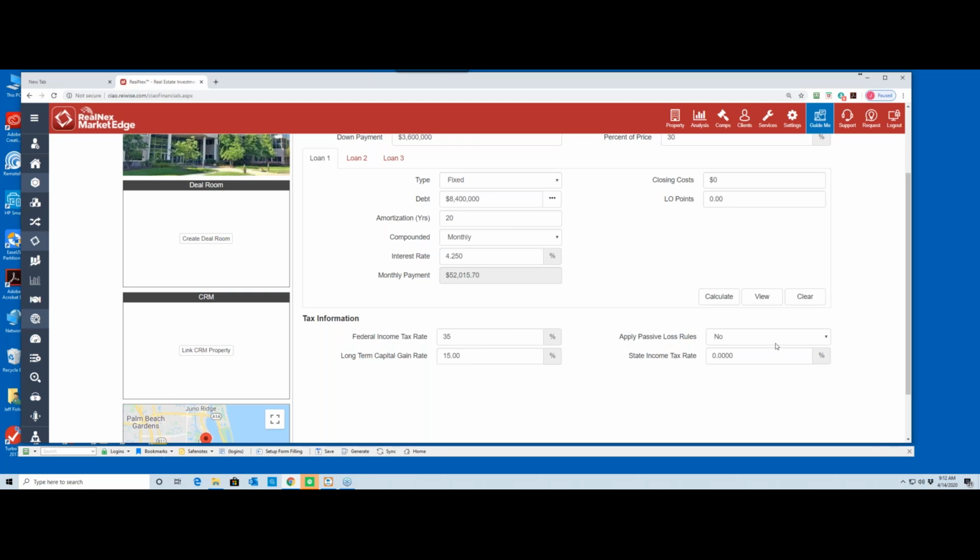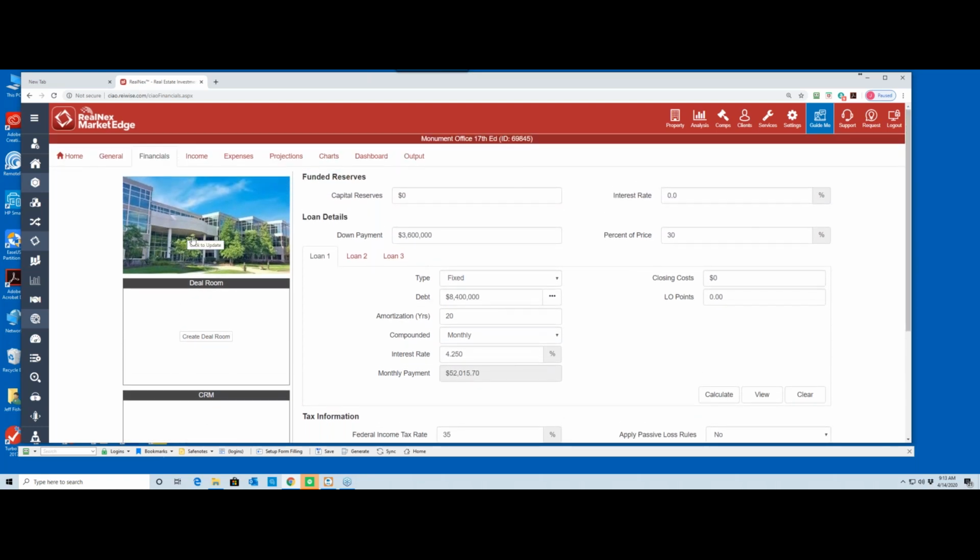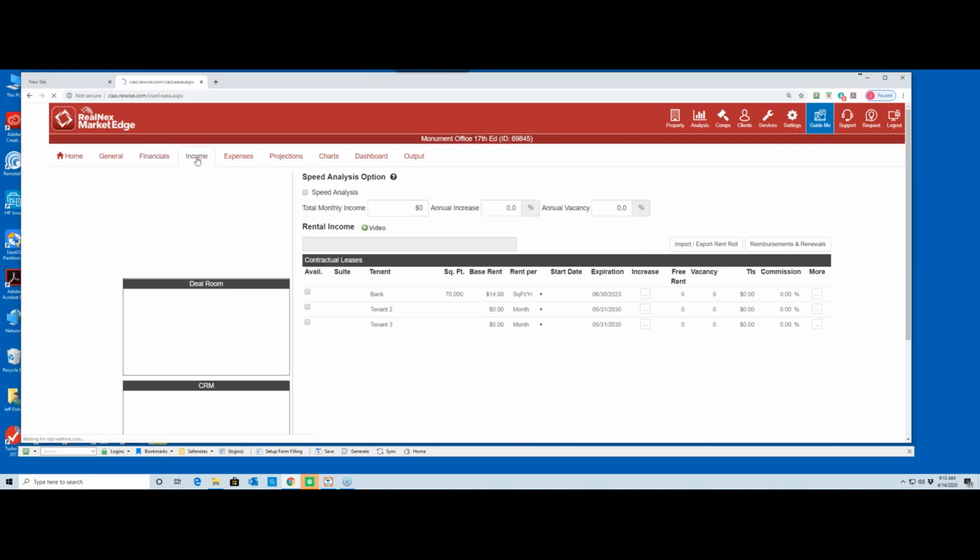Passive activity rules has to do with what happens if there are losses on the property and whether you can carry those forward or not. And then if you want to add a state income tax rate, that's added on top of your federal income tax rate, you could do that as well. The main thing here, I think, is the federal income tax rate, 35%, and your long-term capital gains tax rate of 15%. Okay, we move on to the income category.